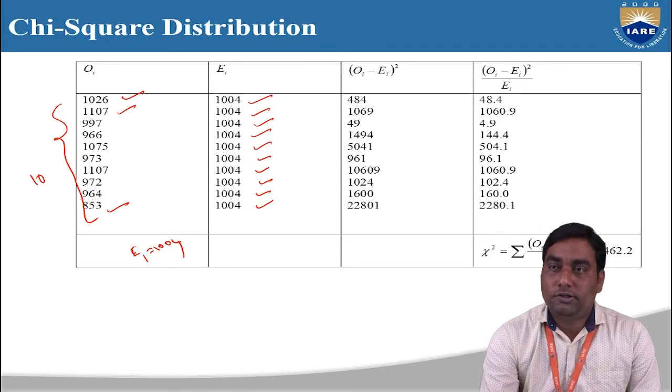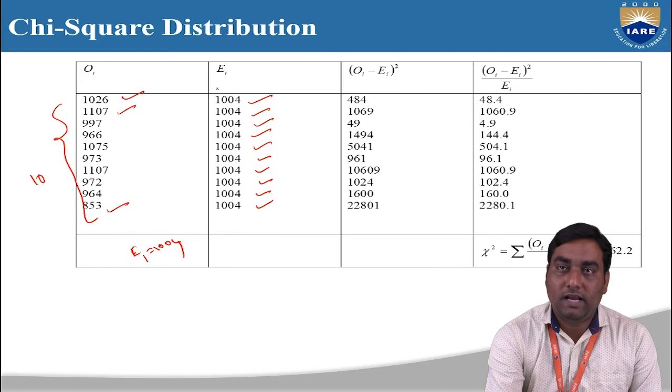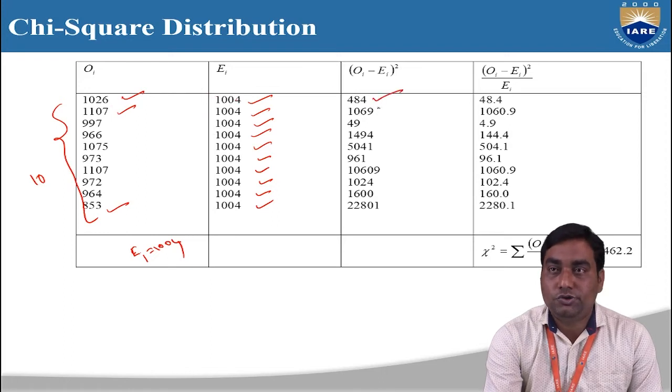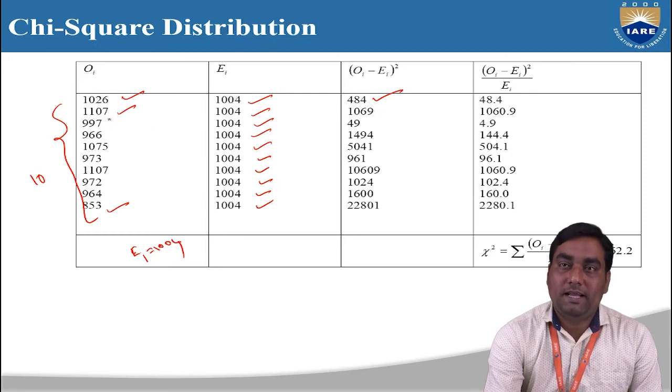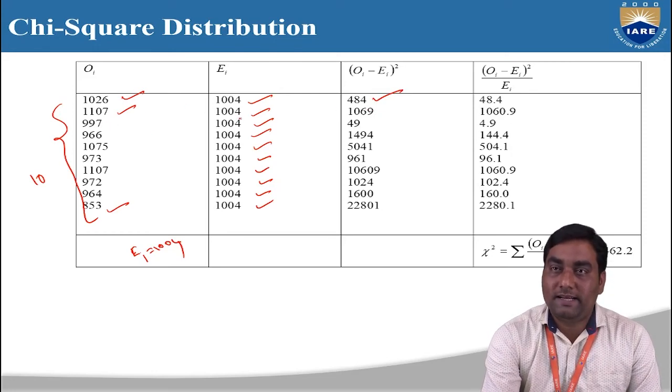Now, according to the formula, this value we require. So first we have to do Oi minus Ei whole square. We have Oi values and Ei values. Oi minus Ei: 1026 minus 1004, which is 22. 22 whole square is 484. Similarly, 1107 minus 1004, how much? 103, whole square, 10609.